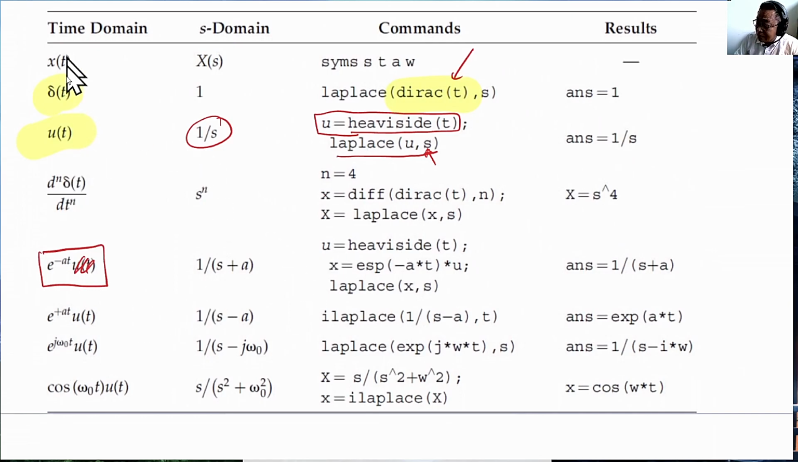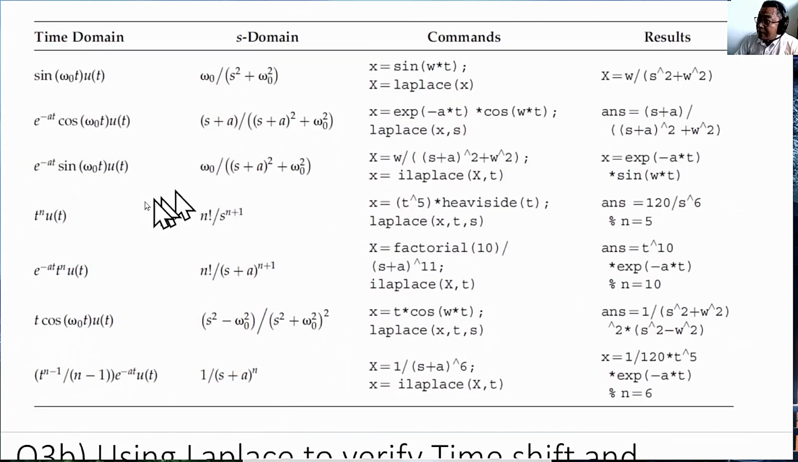So this is the time domain signal that you can type in using these commands, and this will be the results on the right hand side. You can compare the results on the right hand side with the table on this column. They are the same. These are more such commands. This column is the time domain representation. This is the lookup table of the time domain representation for the Laplace. This is the command used to perform the Laplace as well as the inverse Laplace, and this is the result generated by MATLAB.